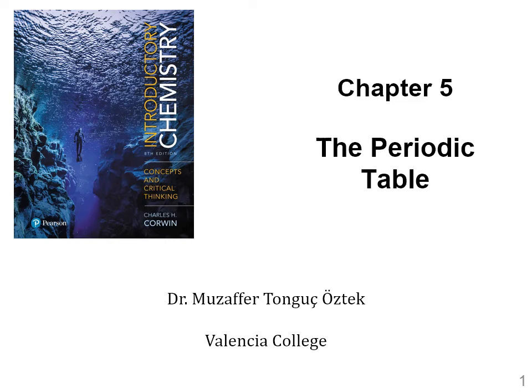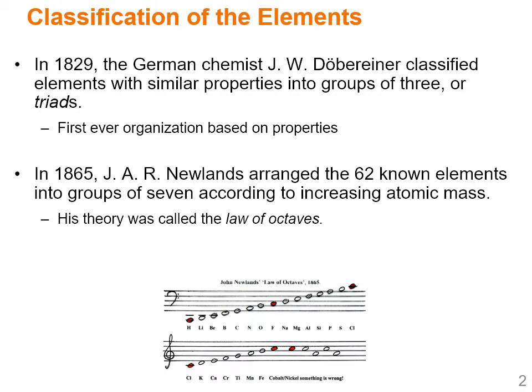Hello. In this chapter, you are going to learn the development, the meaning, and the uses of the periodic table. The known elements were already being classified according to their properties or their atomic masses in groups of 3 or groups of 7 by certain scientists.